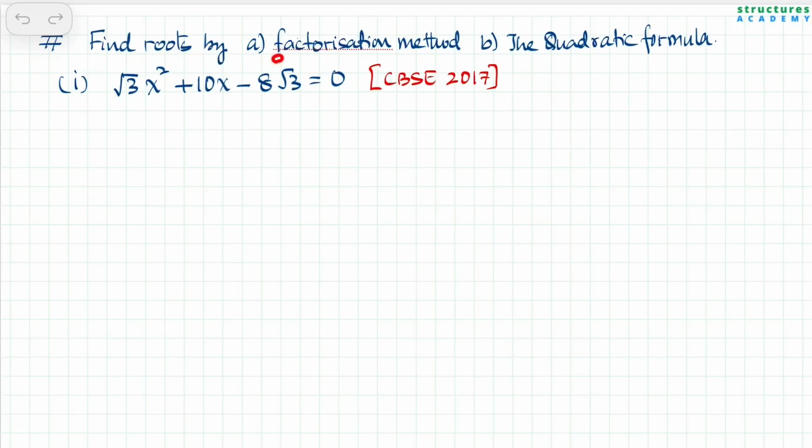Find roots, A. Factorization method and B. Quadratic formula. So this is a question where many students face difficulty because of the square root. Either the square root will be in the first and the third terms, or it will be in the middle term. So we'll try to solve both questions. So we are solving it by two methods. One is the factorization method and the second is the quadratic formula.